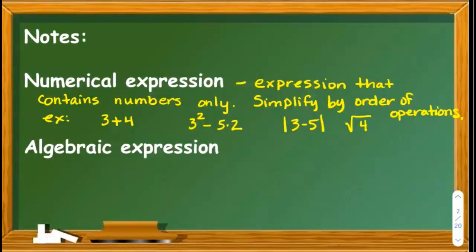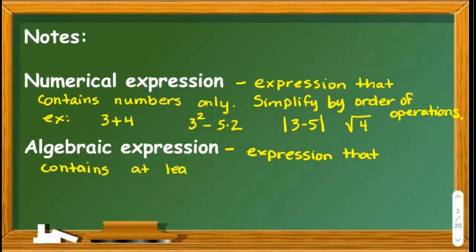Okay, so what's an algebraic expression? So an algebraic expression is an expression that contains at least one variable. Now, it may contain numbers also, but it has to have a variable. So an example of an algebraic expression might just be x or x plus y. But it could also be something like x plus 3. Okay, those would all be examples.